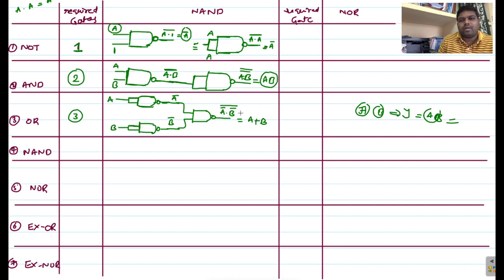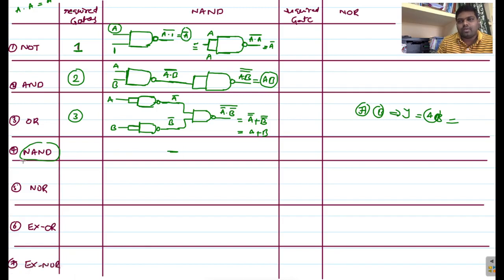That means A bar whole bar and B bar whole bar, then A plus B. So the inputs are A and B and the output is A plus B, that means the sum. So implemented or not? In order to implement this OR gate, we require a minimum of 3 NAND gates. And the fourth one is the NAND gate. For this we don't require any additional gates.